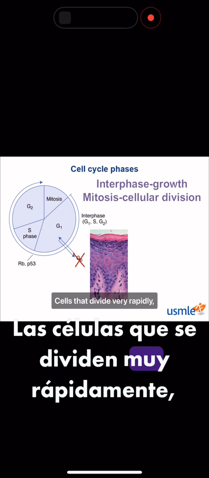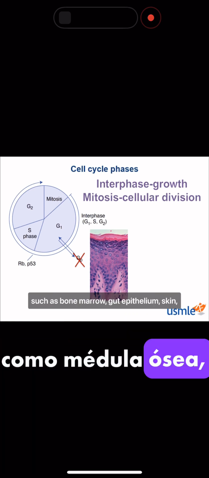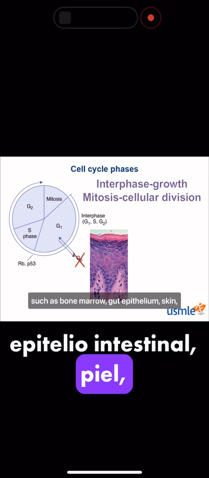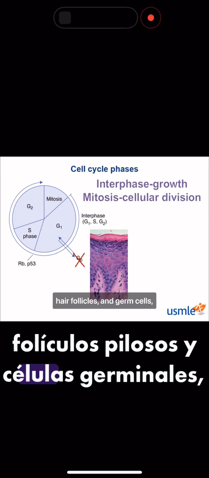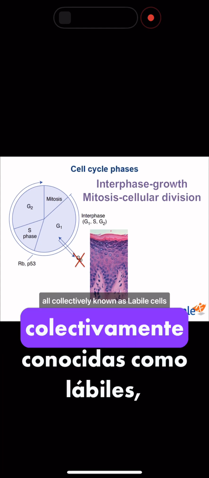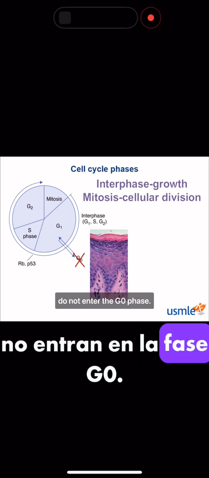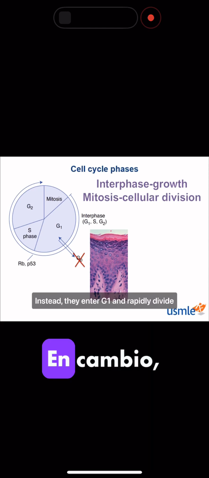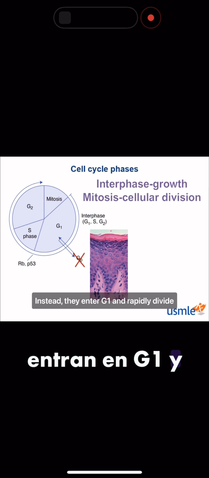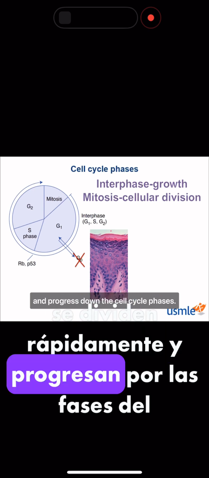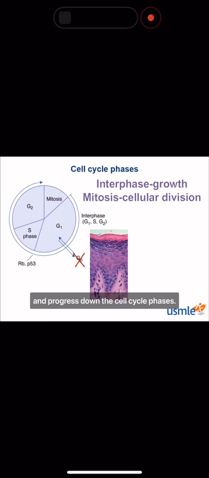Cells that divide very rapidly, such as bone marrow, gut epithelium, skin, hair follicles, and germ cells, all collectively known as labile cells, do not enter the G0 phase. Instead, they enter G1 and rapidly divide and progress down the cell cycle phases.